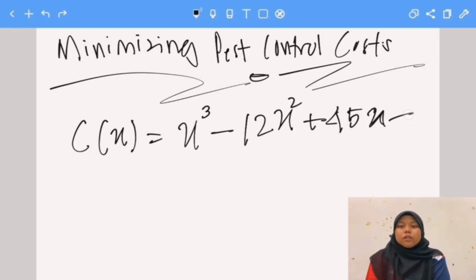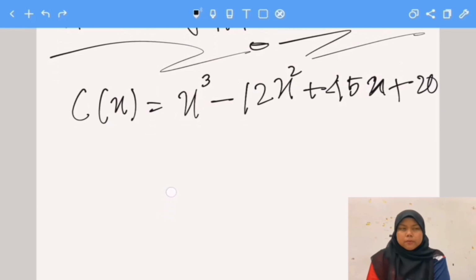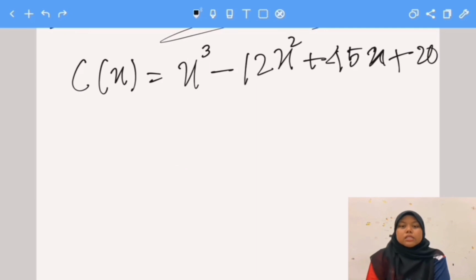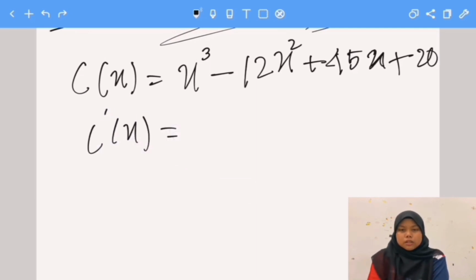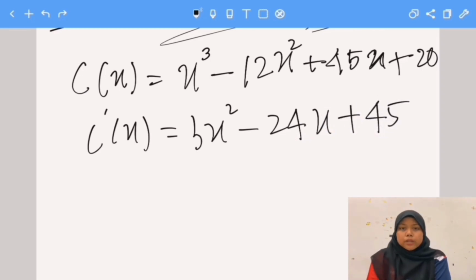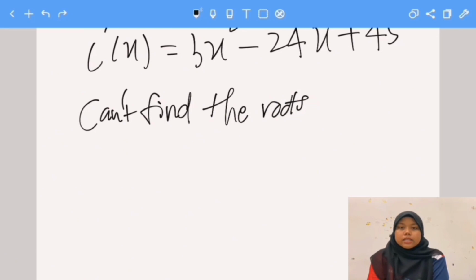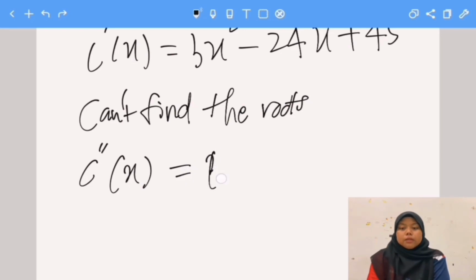So first, we need to differentiate this equation, meaning the first derivative. The equation becomes C prime of x equals 3x squared minus 24x plus 45. Since the equation is a quadratic function, we can find the roots of this equation. Using the formula, we cannot find roots with an exact value. After that, we want to find the minimum of cost, that means the minimum point.